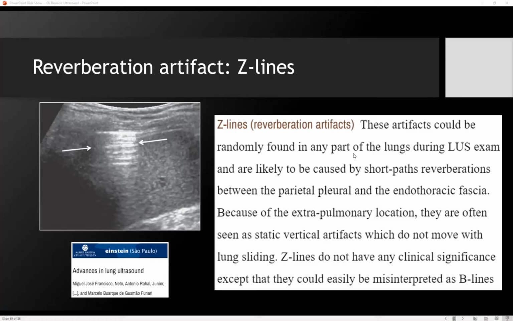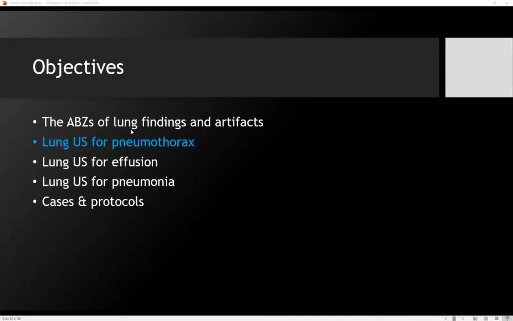And so this is basically one person's discussion about Z lines. I think the most important thing to know about Z lines is that they are not B lines. So if you're going to be using B lines as a form of identifying pulmonary edema, then make sure that they move, that there's lung sliding, that they reach the bottom of the field, that they're not reflecting something in the subcu tissue. Make sure, in other words, that they are not Z lines. And this concludes the ABZs of lung artifacts and findings.